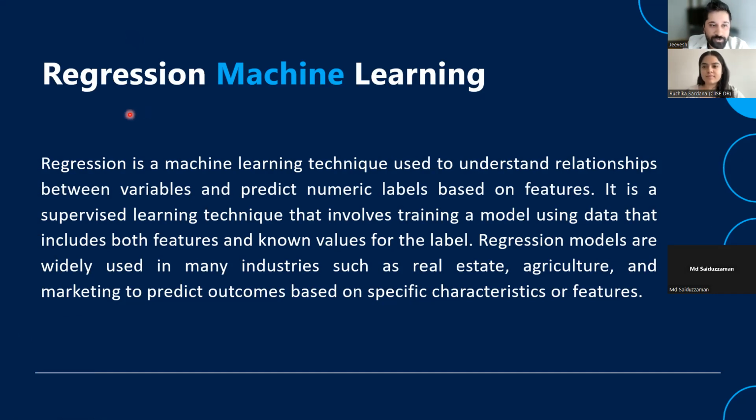Okay. So regression machine learning. I know I did discuss the slide yesterday, but I want to start from this again. Just one overlapping slide. Regression is a machine learning technique used to understand relationships between variables and predict numeric labels based on features. It is a supervised learning technique. So first thing to note here, wherever you see the word regression, because there would be questions around regression for sure, just remember that regression is a form of supervised learning.